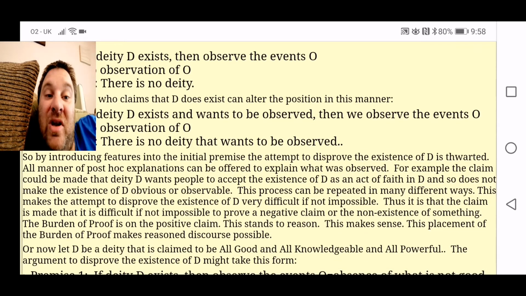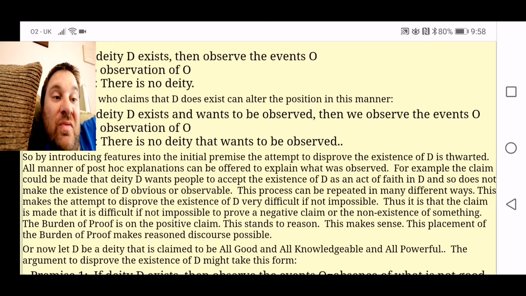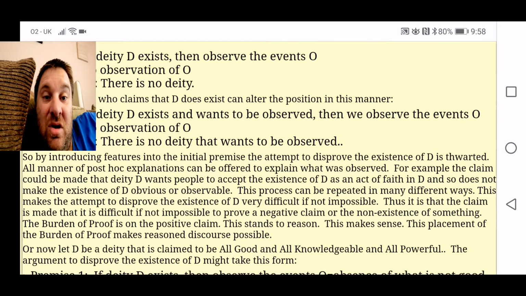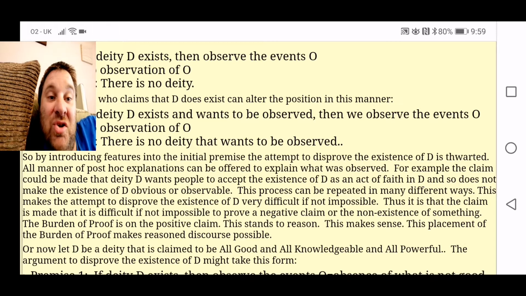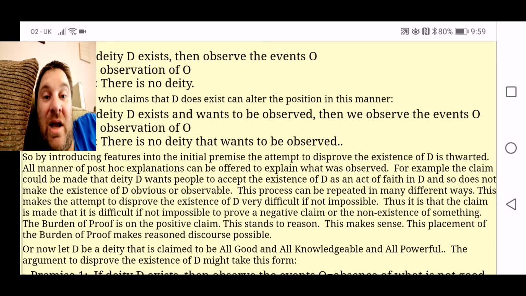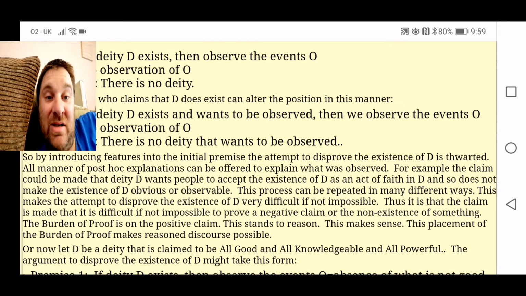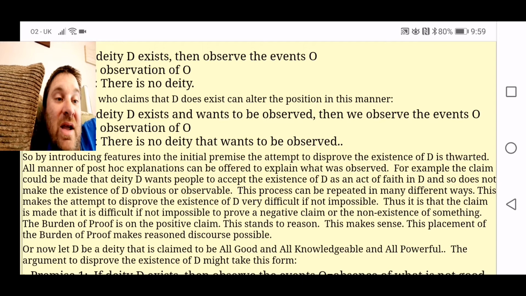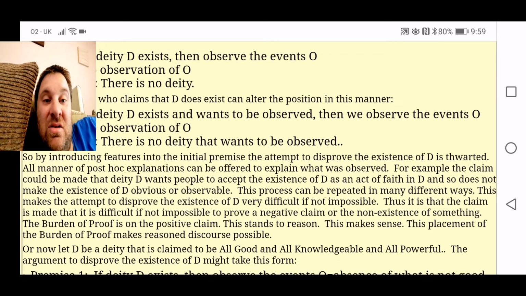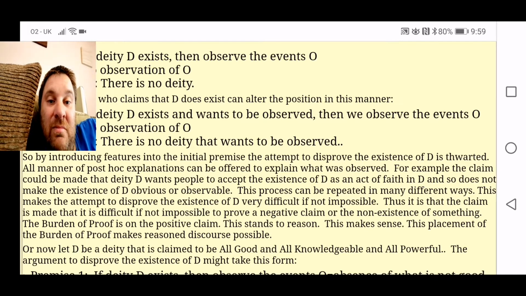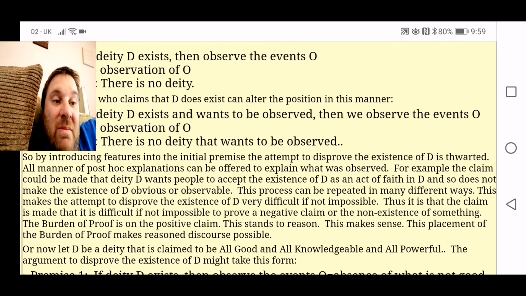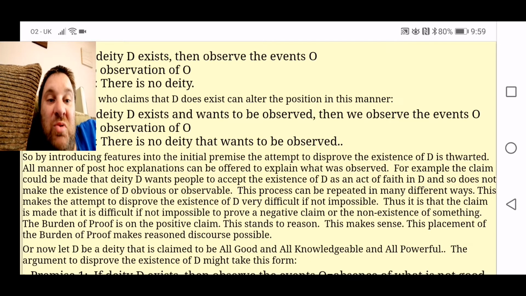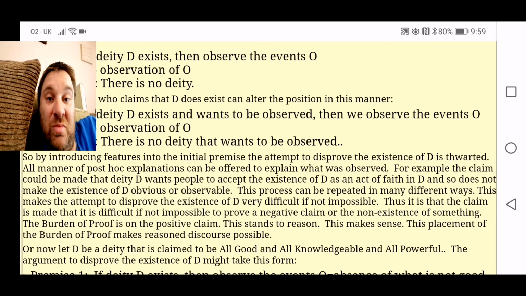So by introducing features into the initial premise, the attempt to disprove the existence of D is thwarted. All manner of post hoc explanations can be offered to explain what was observed. For example, the claim could be made that deity D wants people to accept the existence of D as an act of faith, and so does not make the existence of D obvious or observable. This process can be repeated in many different ways. This makes the attempt to disprove the existence of D very difficult, if not impossible.